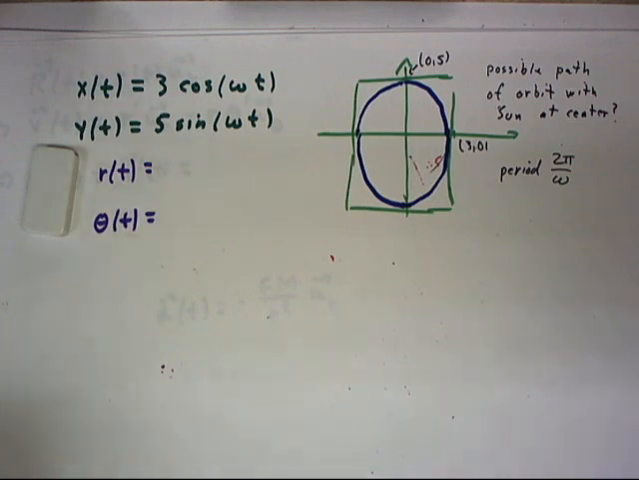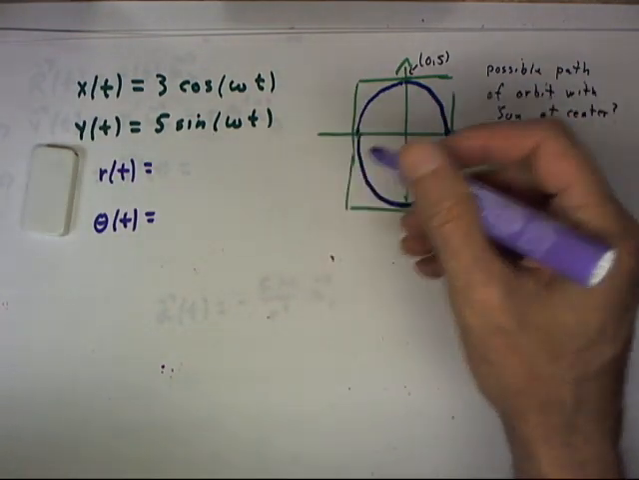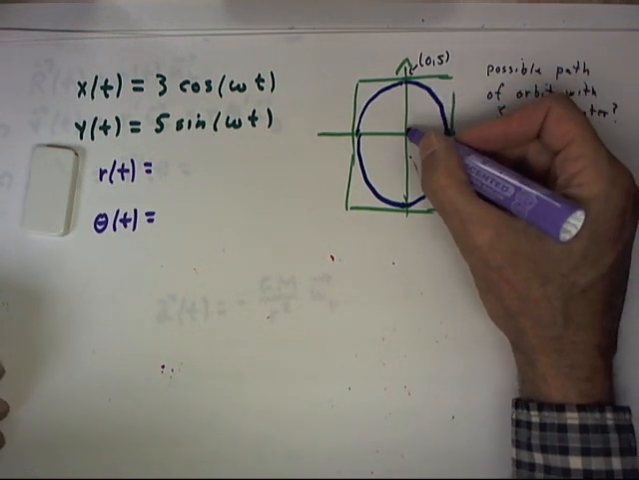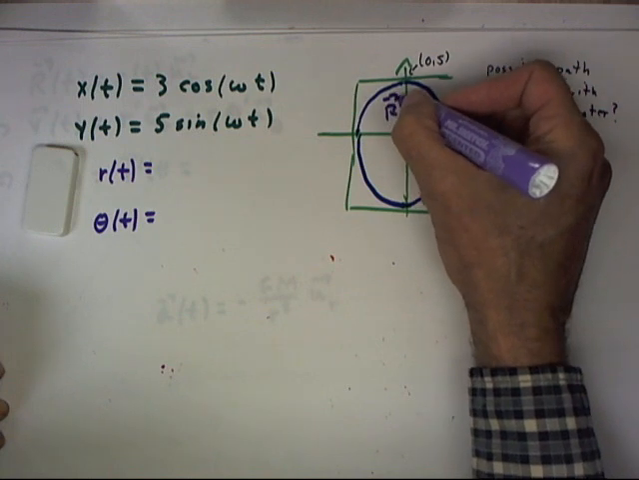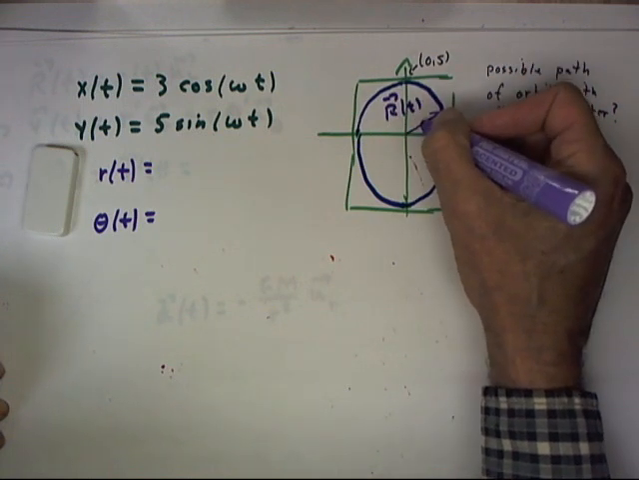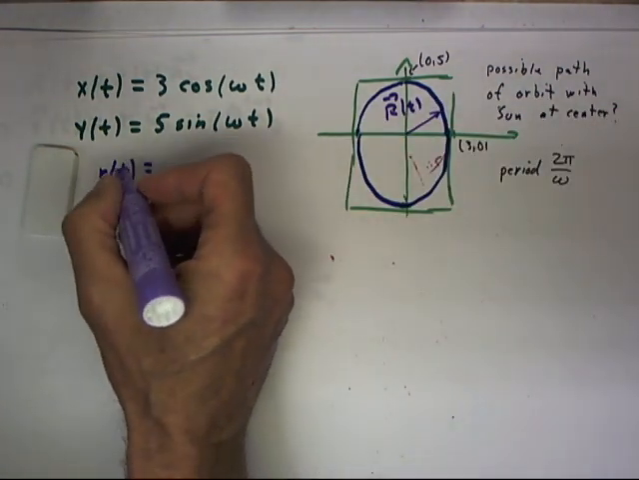Now let's look at our r of t and theta of t. What is r of t? What is theta of t for motion around this circle? So here we have a typical r of t with the accompanying angle theta that I'm not going to attempt to label.